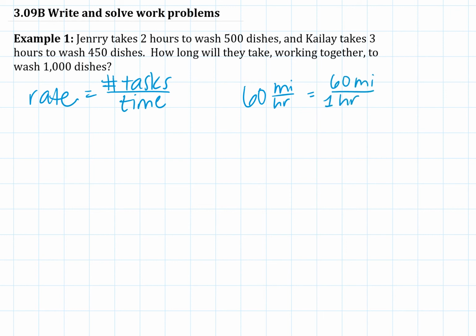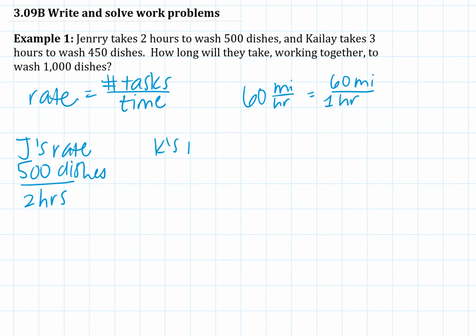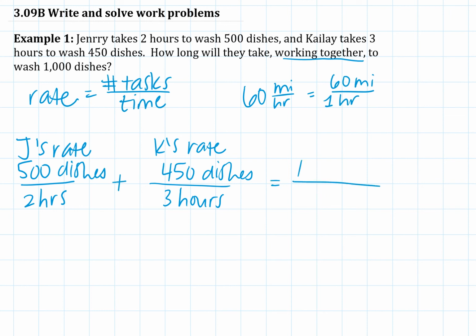Okay, so let's take a look at Henry's rate. It takes him 2 hours to wash 500 dishes. And Kale's rate, it takes her 3 hours, time goes in the denominator, to wash 450 dishes. And now it says working together. So if they're working together, we're combining or adding their rates together. And they together want to wash 1,000 dishes.